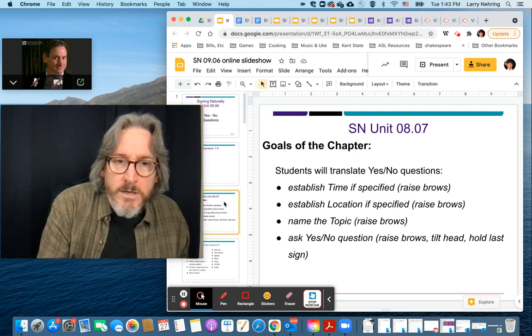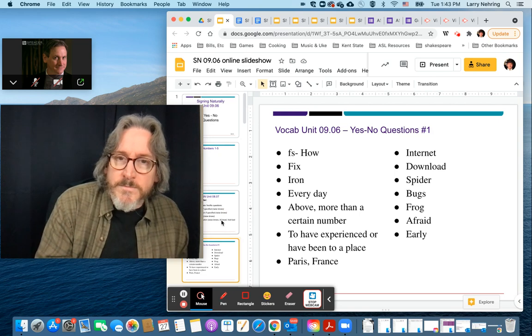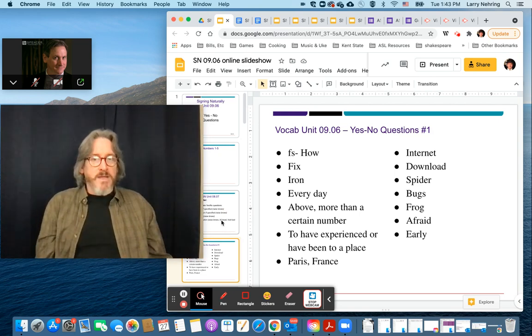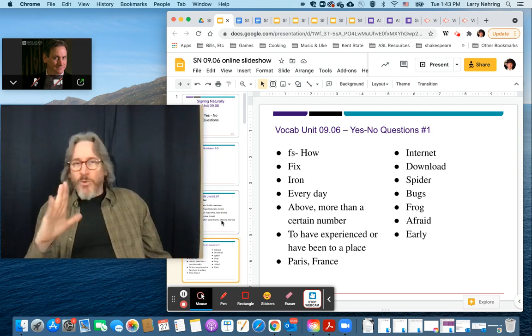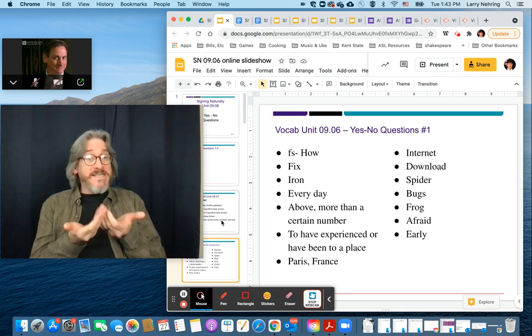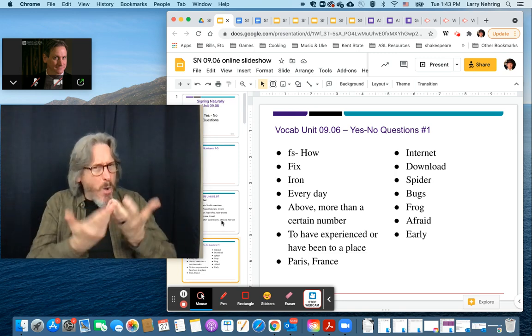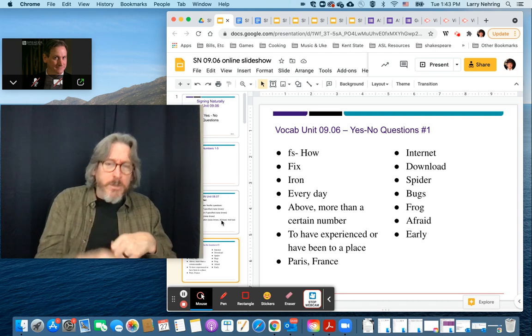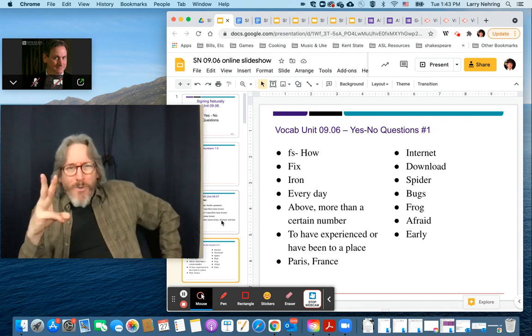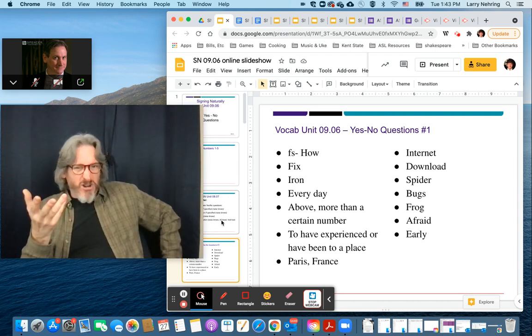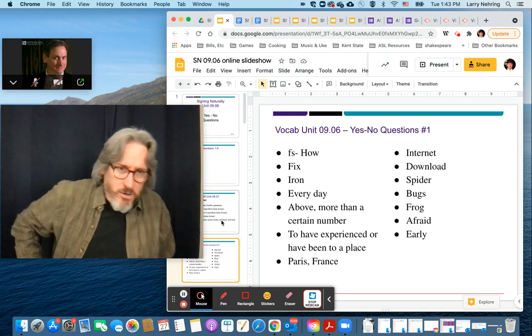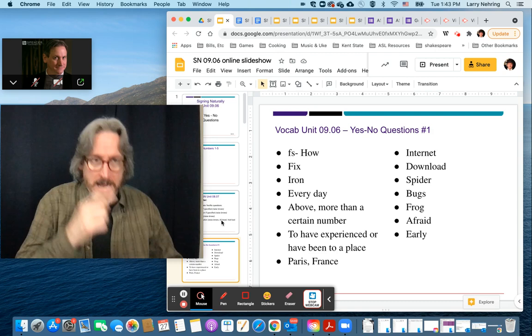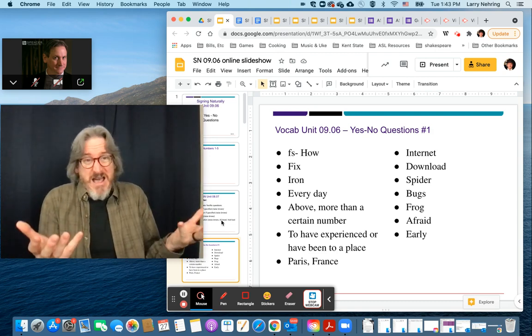So let us look at the vocab. Now, how? We know this is how for like, how do you do that? How are you? But sometimes I don't know how. The more, I suppose, esoteric meaning or usage of it, where it's not necessarily how is this, but it's like, I don't know how.